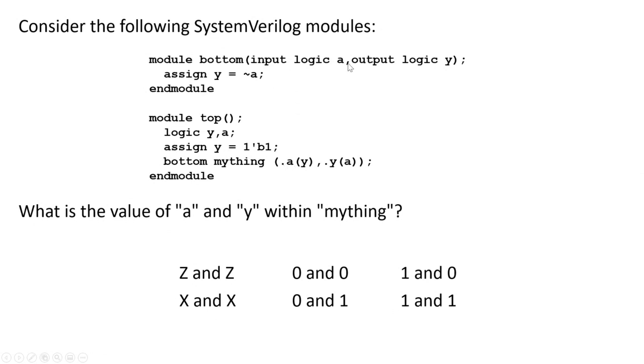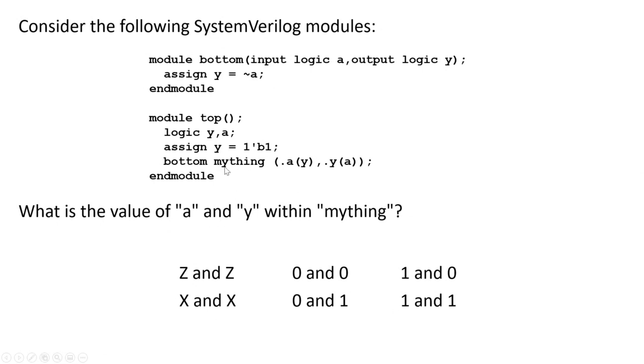The dot A represents the ports on bottom, and the Y and A in parentheses represent the actual connections to that bottom. So the question is, what is the value of A and Y within my thing? What is my thing? My thing is the instance of bottom. Why did I say my thing and not bottom? Bottom is the name of the module, so I could have 10 bottom instances inside top, and they would all have their own names. Whenever you're talking about hierarchy, you have to talk about a specific instance name. So that's why I was careful to say my thing.